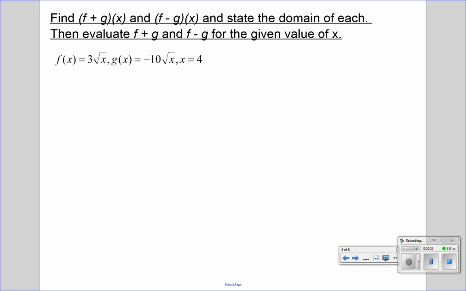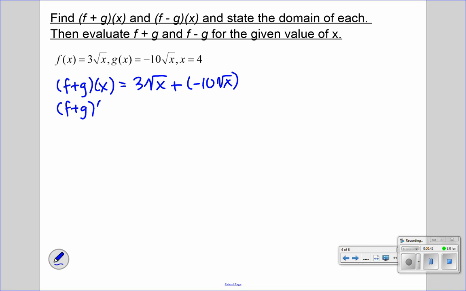So for the first one, we're going to do f plus g of x. So we're going to take 3 square roots of x, which is the f of x. We're going to add it to the g of x, which is a negative 10 square roots of x. We're going to simplify, and we get a negative 7 square roots of x. Now we're going to evaluate the domain. We're going to figure out what that domain is.